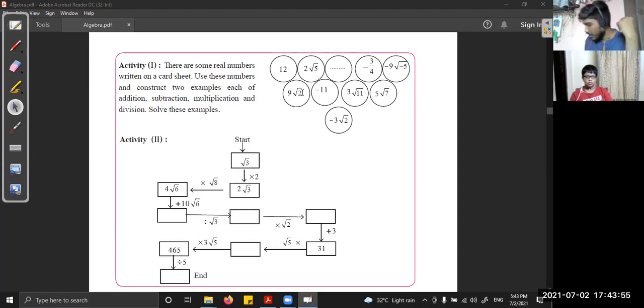Okay, in this first activity, there are some real numbers written in these circles. What you have to do is use these numbers and construct any two examples each of addition, subtraction, multiplication, and division. So select any two real numbers, add them. Select any two, subtract. Select any two, multiply, and then divide. This first activity you can do, I think. Look at the second activity, activity 2.